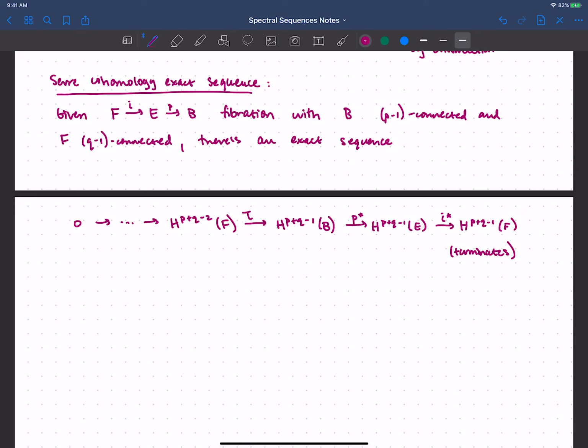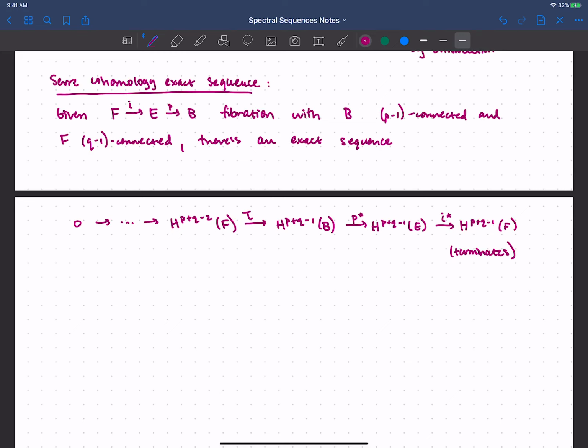So it doesn't go on forever, but it's saying we have an exact sequence for a little while. And this isn't so surprising when you think about picturing the Serre spectral sequence, right? If those things are (p-1)-connected and (q-1)-connected, that means I've got a lot of zeros in my lower left corner in the Serre spectral sequence.